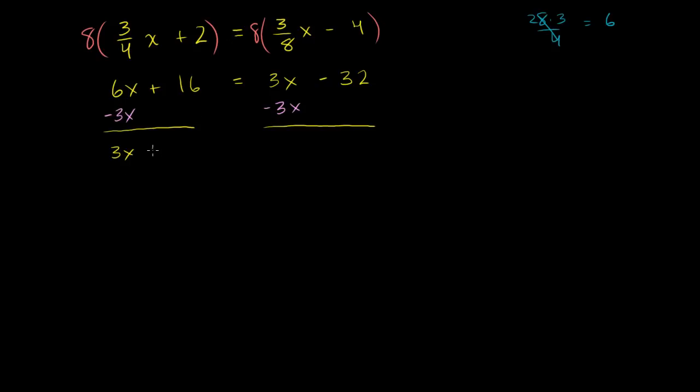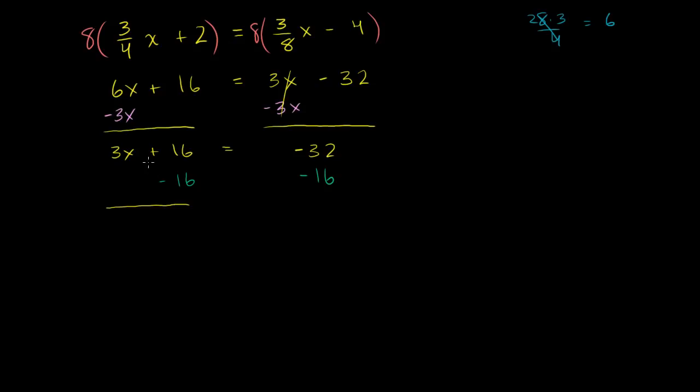And then you have a plus 16 is equal to 3x minus 3x. That's the whole point of subtracting 3x, so that they cancel out. So those guys cancel out, and we're just left with a -32. Now, let's get rid of the 16 from the left-hand side. So to get rid of it, we're going to subtract 16 from both sides of this equation.